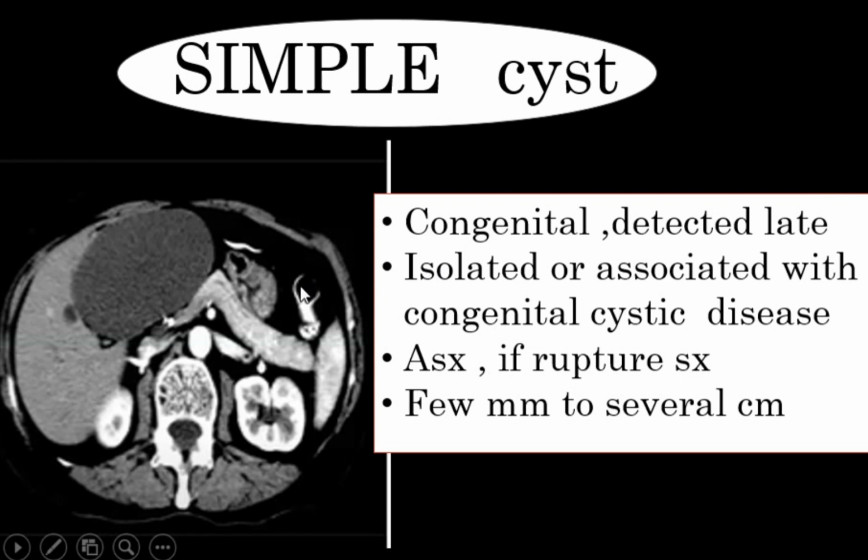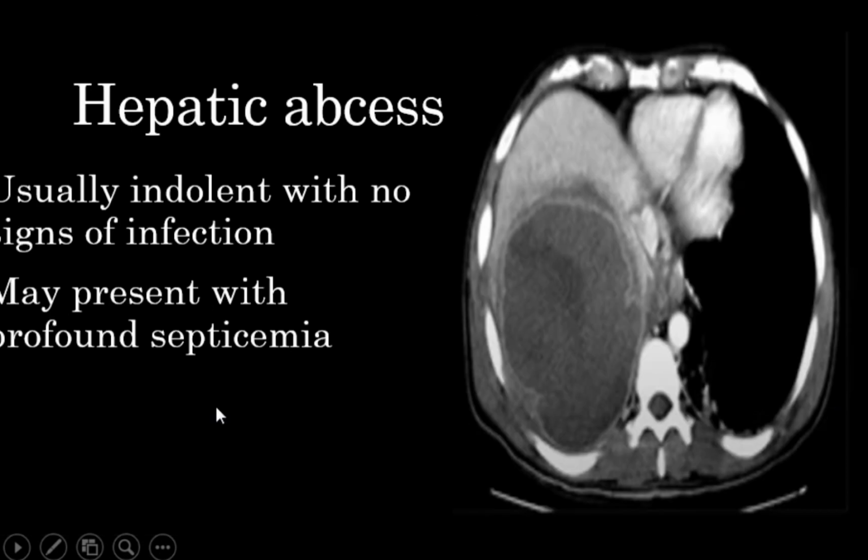It is congenital, detected late, isolated or associated with congenital cystic disease, like polycystic kidney disease, cystic disease elsewhere, and usually asymptomatic. If they rupture, they cause symptoms. And they can be a few millimeters to several cm.